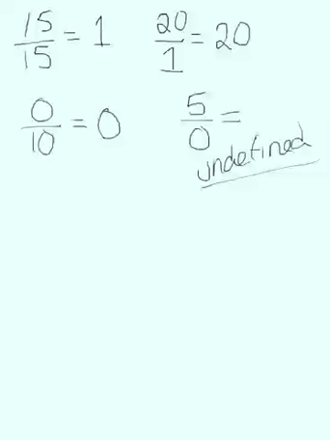You can never split something up by 0. Does that make sense? So if you had 20 over 0 on your test, you would write what? Undefined.